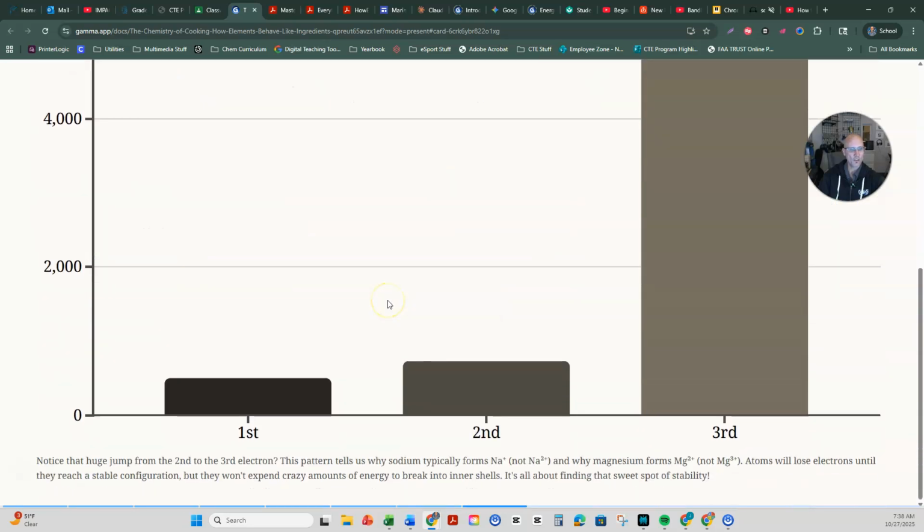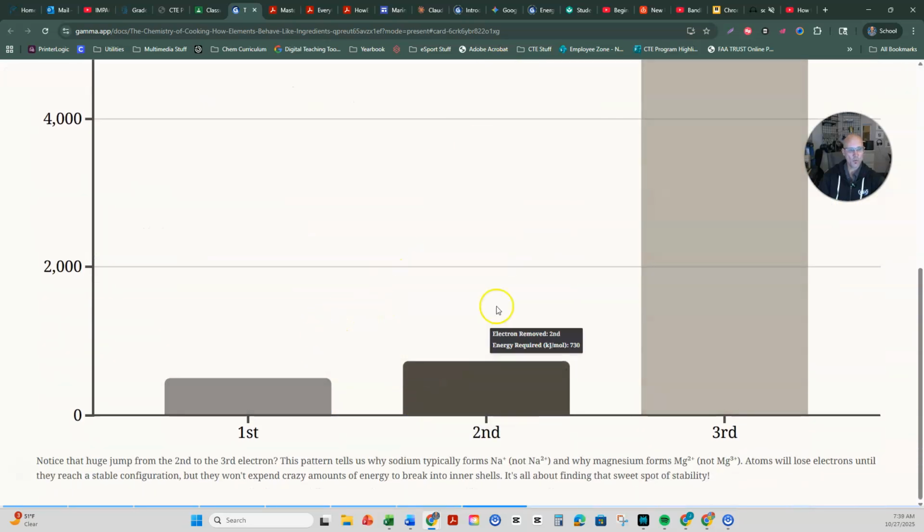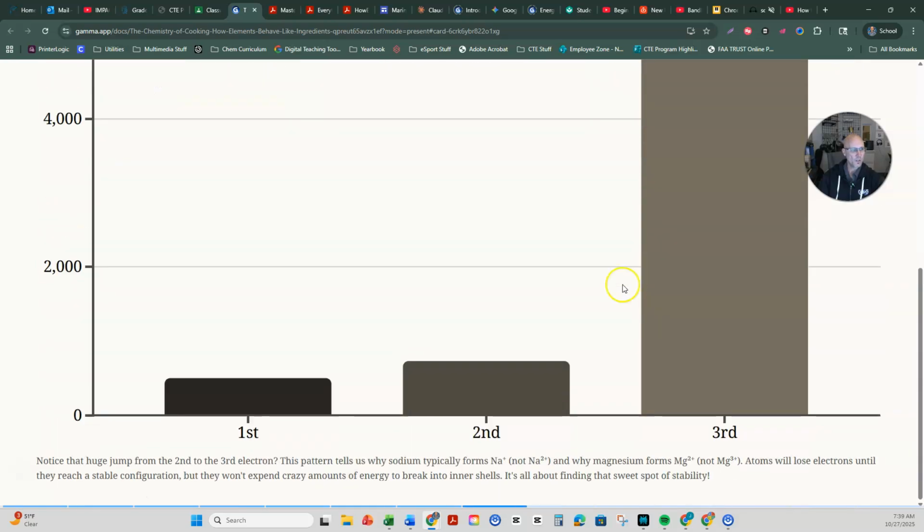So here's just kind of a graph that shows you the jump as far as being able to do that. So notice the huge jump from second to third electron. This pattern tells us why sodium typically forms Na+, not Na2+, and why magnesium forms Mg2+ and not Mg3+. Atoms will lose electrons until they reach a stable configuration, but they won't expend crazy amounts of energy to break into energy shells. It's all about finding that sweet spot of stability.